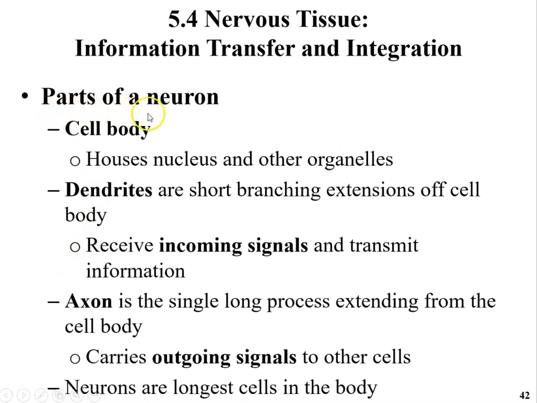The anatomy of a neuron. A neuron has a cell body, and this is going to house the nucleus and the other organelles. A neuron also has these processes called dendrites that are short branching extensions that come off of the cell body, and these receive incoming signals and transmit that information. And then you have the axon, which is the single long process that extends from the cell body and helps to transmit nerve impulses. So it carries outgoing signals to other cells. Neurons are the longest cells in the body.